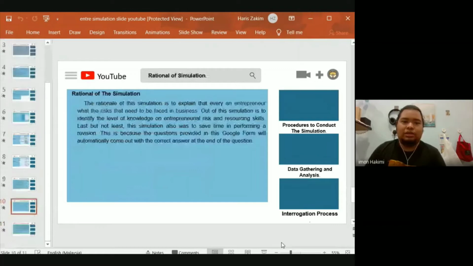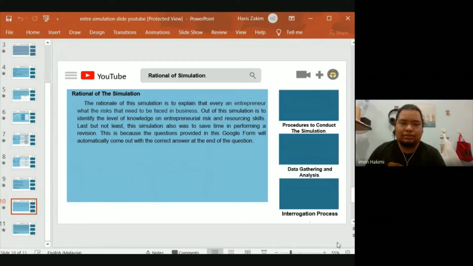Okay. The rationale of the simulation is to explain that every entrepreneur faces risks in a business. The aim of this simulation is to identify the level of knowledge on entrepreneur risk and resourcing skills. Last but not least, this simulation was also to save time in performing a revision. This is because the questions provided in this Google form will automatically come out with the correct answer at the end of the quiz.